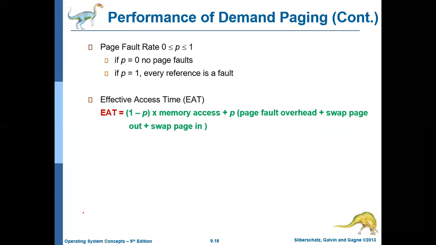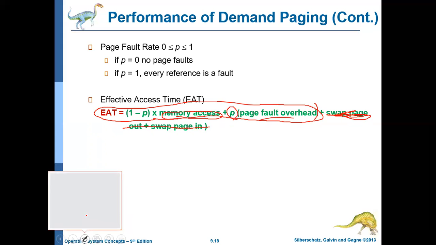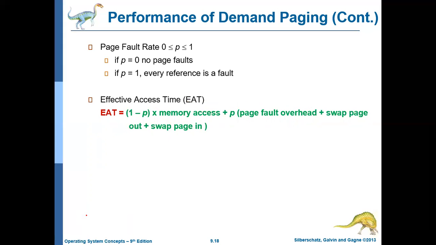Let us discuss this with an example. To make this calculation simple, we are assuming that there is an empty frame available in the main memory. It means we need not swap out a page and then swap in. So we are neglecting this part. If you neglect this part, then the formula reduces like this: effective access time is equal to (1 minus p) into memory access time when there is no page fault, plus p into page fault overhead. With this assumption, let us try to calculate the performance of demand paging.